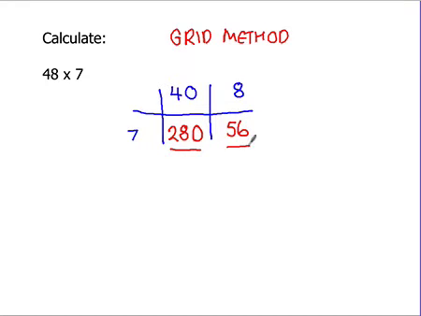So now I just need to add those two bits together. 280 add 56. 0 add 6 is 6. 5 add 8 is 13. And that leaves me with 336, which you can check on your calculator.